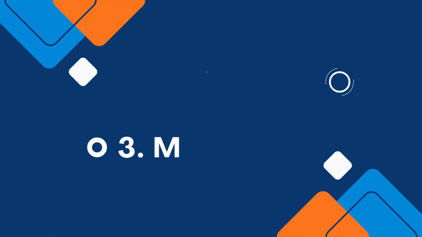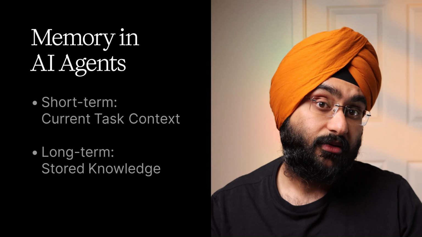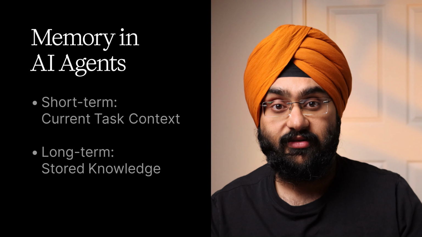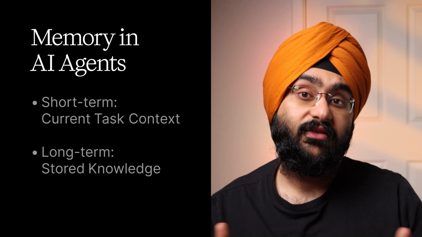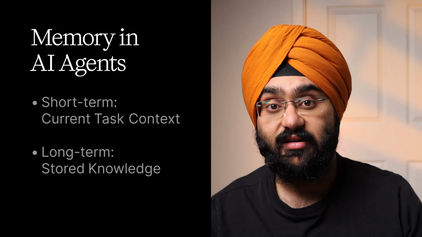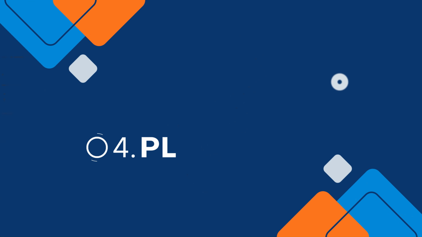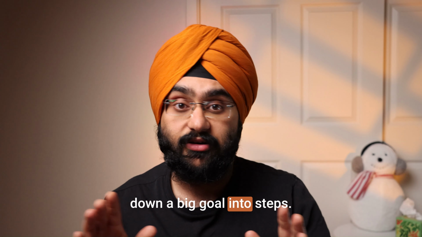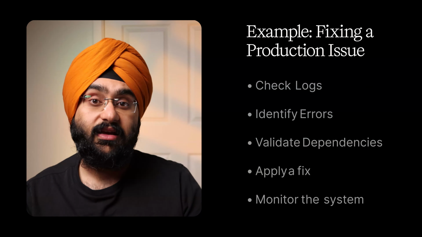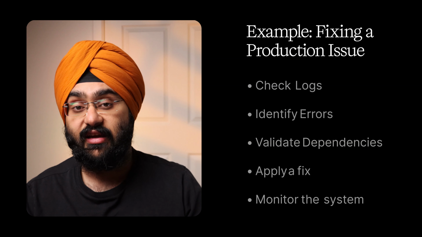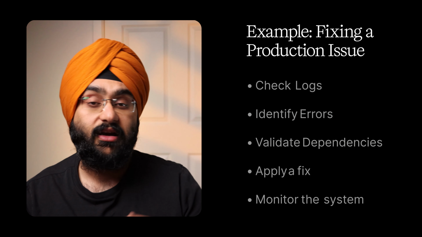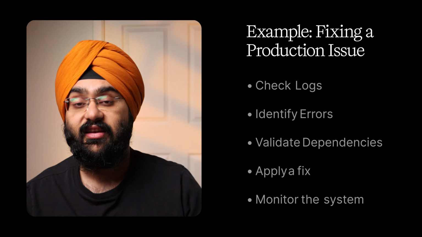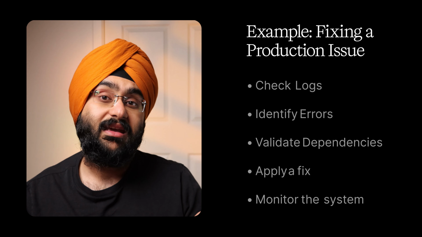Third, you have memory. Agents need context. Short-term memory is the current task, what just happened. Long-term memory is stored knowledge, things it has seen before. So instead of starting from scratch every time, it can learn and improve. And finally, you have planning. Instead of just reacting to one question, the agent can break down a big goal into steps. For example, if the goal is to fix a production issue, the agent can check logs, identify errors, validate dependencies, apply a fix, and then monitor the system. That's what makes it powerful.